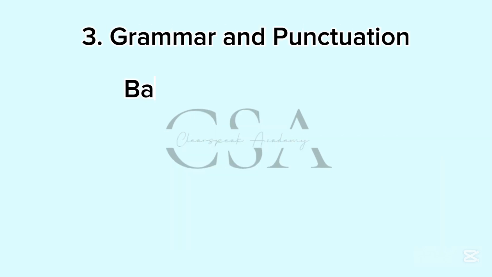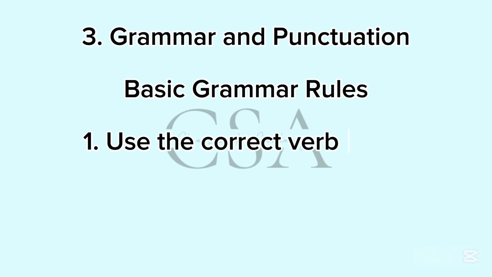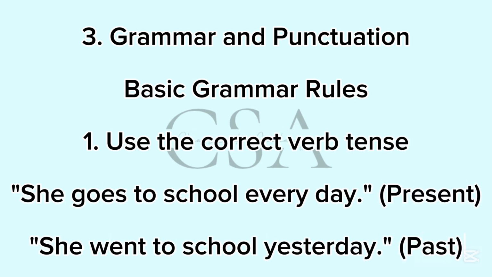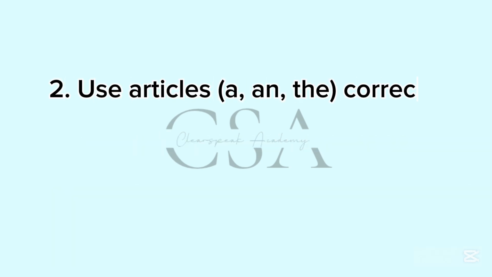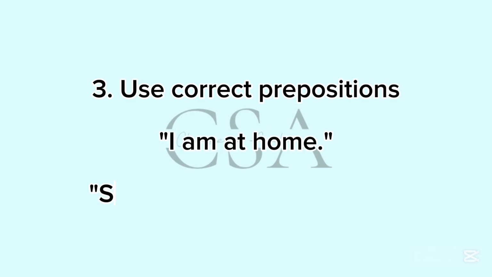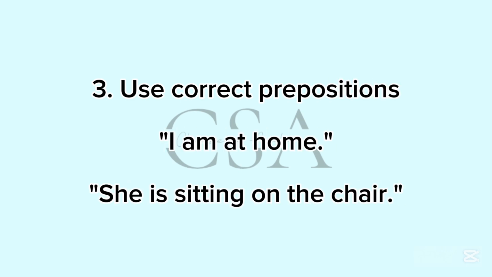3. Grammar and punctuation. Basic grammar rules. 1. Use the correct verb tense. She goes to school every day. Present. She went to school yesterday. Past. 2. Use articles a and the correctly. I saw a cat. One of many. I saw the cat. A specific one. 3. Use correct prepositions. I am at home. She is sitting on the chair.